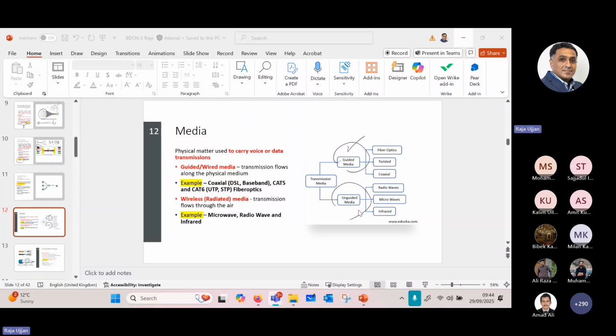So media can be transmitted wirelessly through the air. We can't transfer any media under the ocean wirelessly. Why? Because water cannot bear all these things. This is only possible with guided media. If you want to pass anything under the ocean, fiber optic is the only possible way. In the air, we can transfer all these things, air can accept them. So microwave, radio wave, all these things.